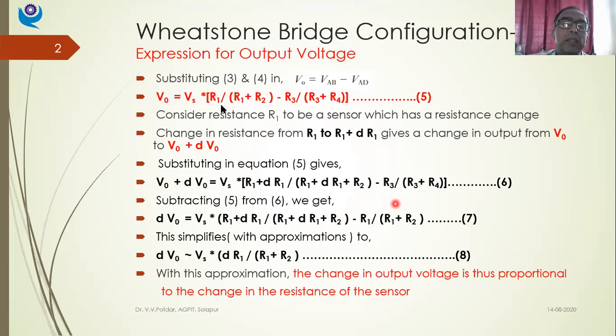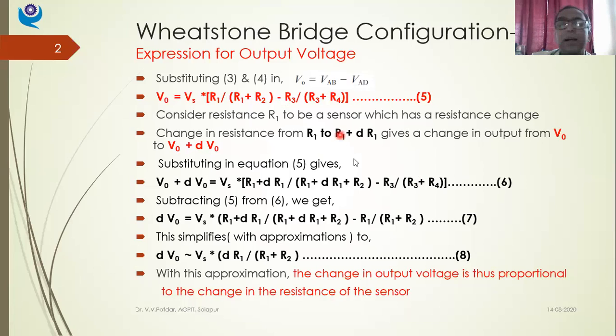Vs into the first part as it is, minus Vs into the second part as it is. So what you observe when I subtract 5 from 6? Only the left hand side dV0 remains, Vs remains common throughout: Vs into (R1 plus dR1) upon (R1 plus dR1 plus R2), minus R1 upon (R1 plus R2). This only will remain, because Vs into R3 upon R3 plus R4, minus of minus means plus Vs into R3 upon R3 plus R4. These terms will get cancelled, isn't it?